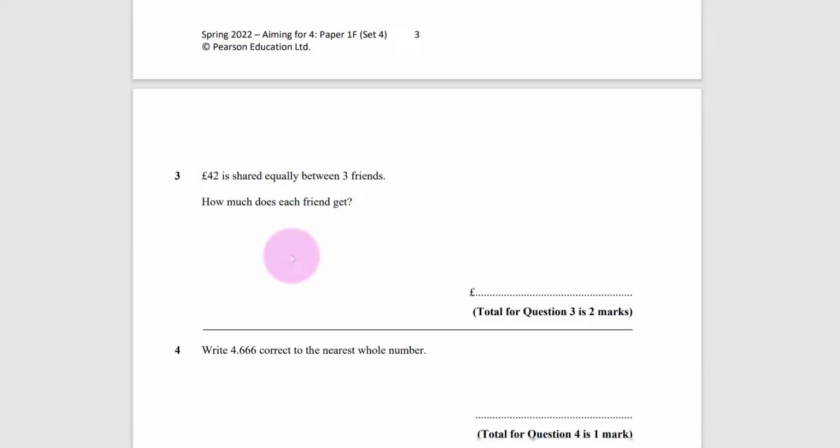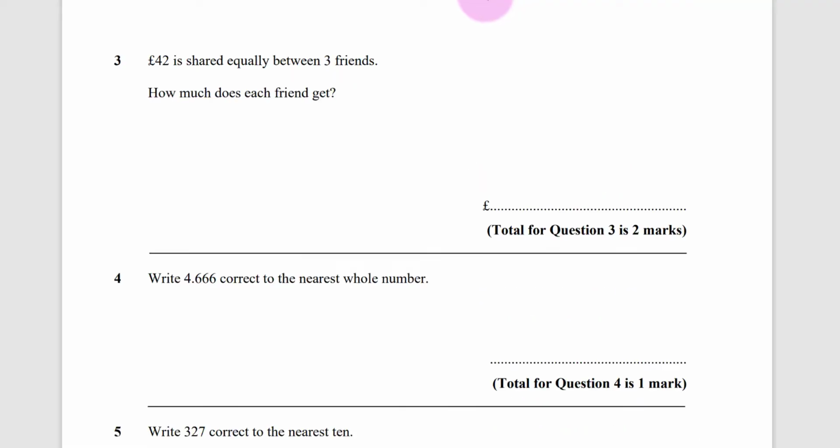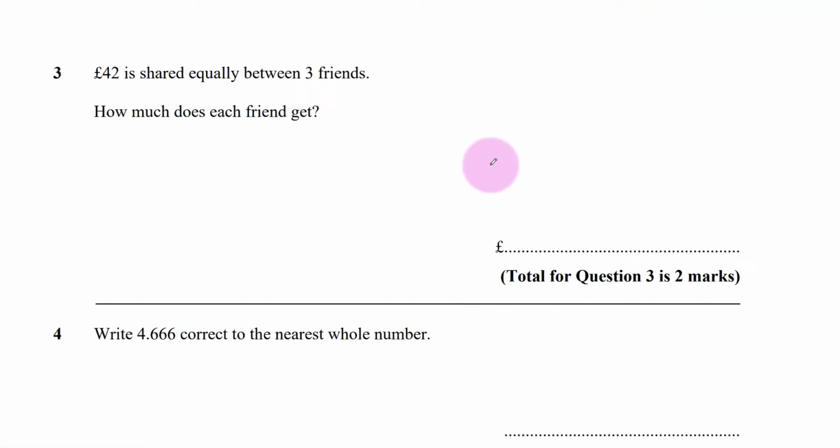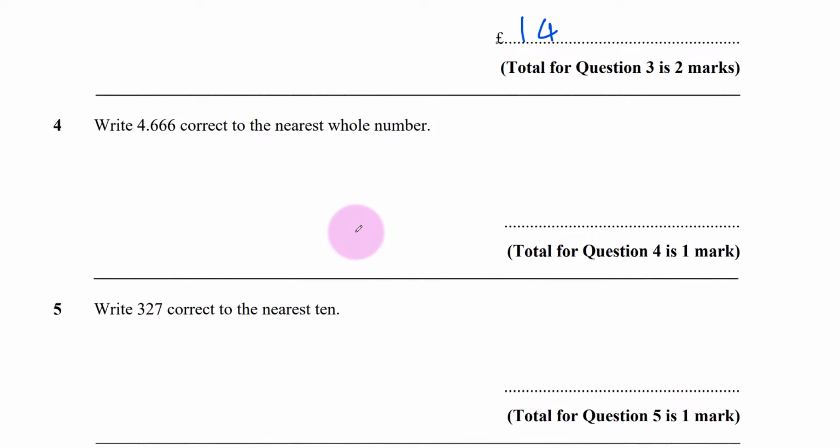That's fine. Question 3. £42 is shared equally between 3 friends. So, if you're not sure, do your bus stop. How many 3's going to 4? 1. Remainder 1. How many 3's into 12? It's 4. So that is £14 each.